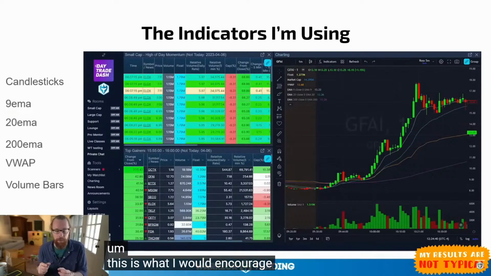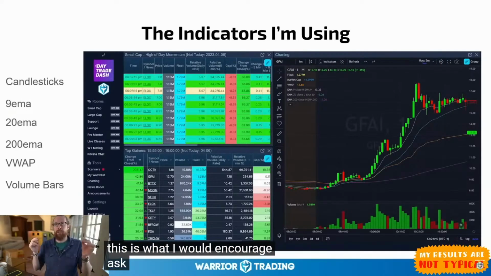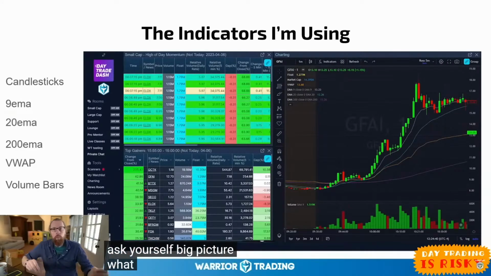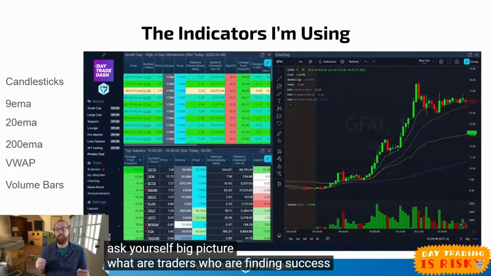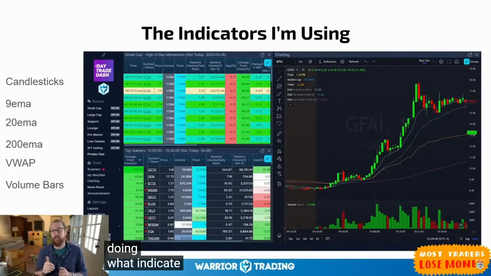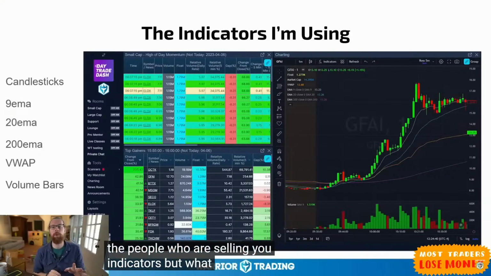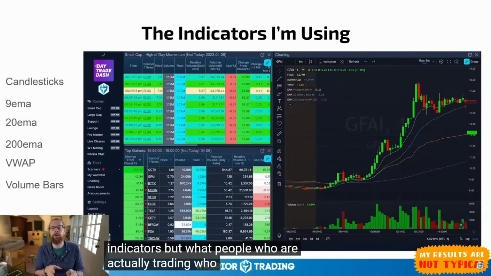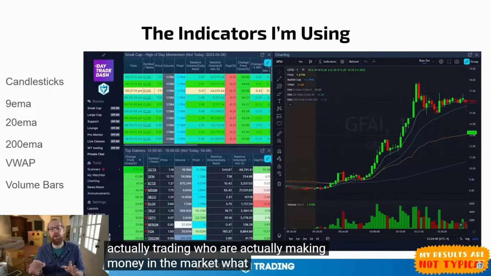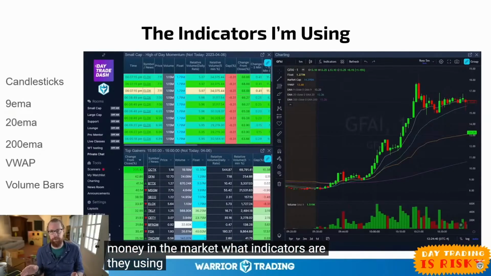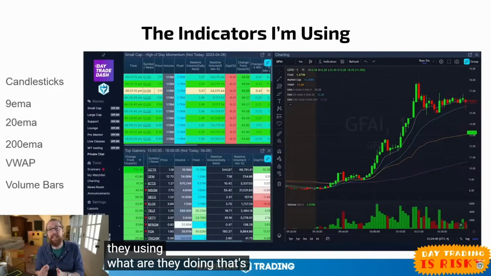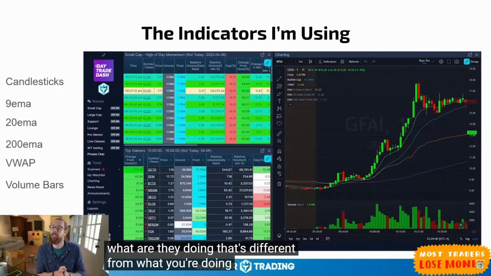This is what I would encourage. Ask yourself, big picture, what are traders who are finding success doing? What indicators are they using? And I'm not talking about the people who are selling you indicators, but people who are actually trading, who are actually making money in the market. What indicators are they using? I don't know, man. What are they doing that's different from what you're doing?